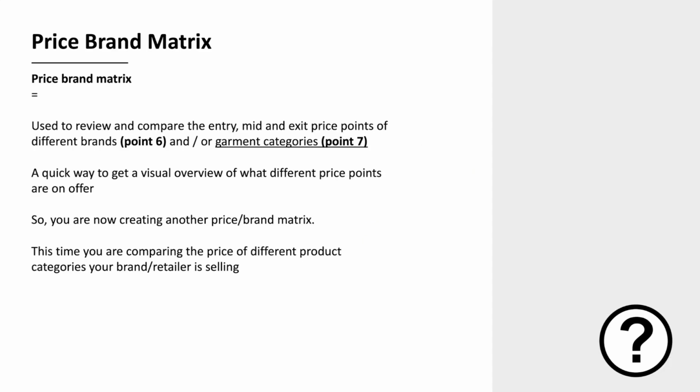So it's used to review and compare the entry, mid and exit price point like you did for point 6. And in this for point 7, you're looking at different garment categories for your brand only. And it's a quick reference for you to be able to do a quick comparison of different price points within your range and basically seek out opportunities or risks from doing that.